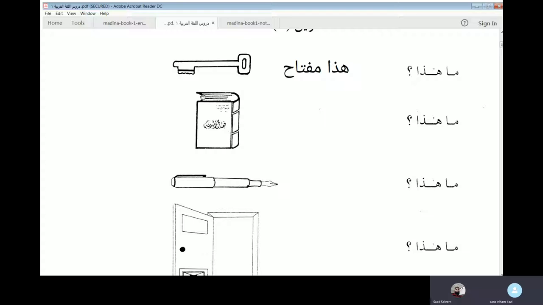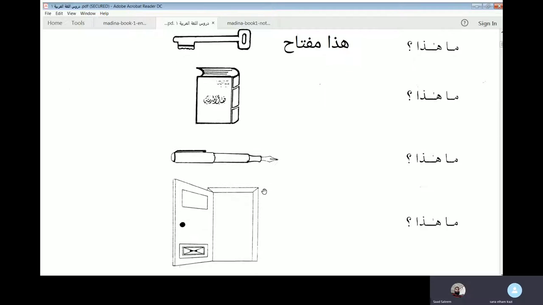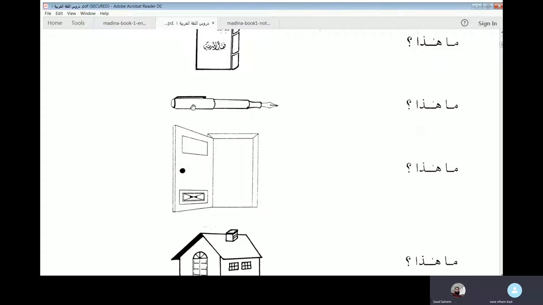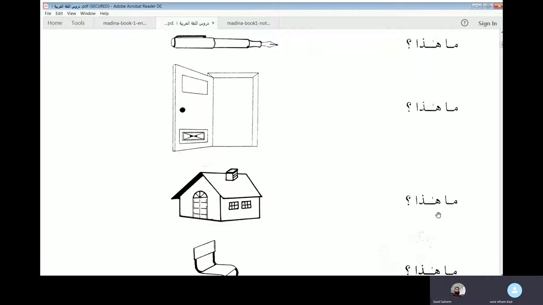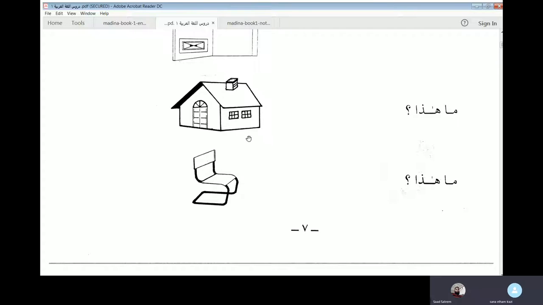Ma hadha. In Arabic. Ma hadha, hadha kitabun. Ma hadha, hadha qalamun. Ma hadha, hadha babun. Ma hadha, hadha baytun. Ma hadha, hadha kursiyun.